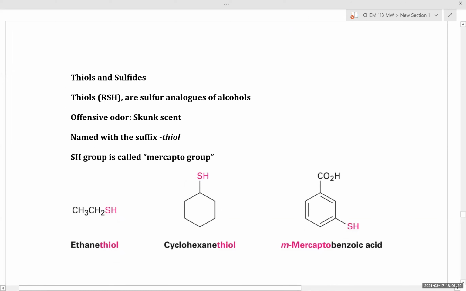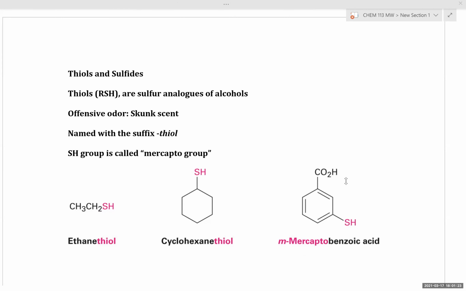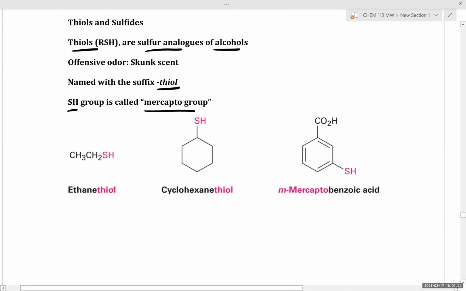What we're now going to talk about are thiols and sulfides. So thiols are sulfur analogs of alcohols. They have generally offensive odors. They're named with the suffix thiol, while an SH group is known as a mercapto group. So for example, if the thiol is named as a primary substituent, this is known as ethane thiol, cyclohexane thiol. If we're naming our mercapto group as a substituent, we would call this compound meta-mercaptobenzoic acid.